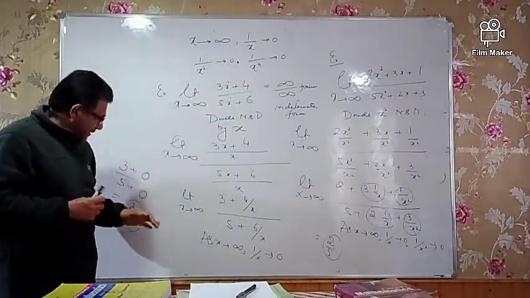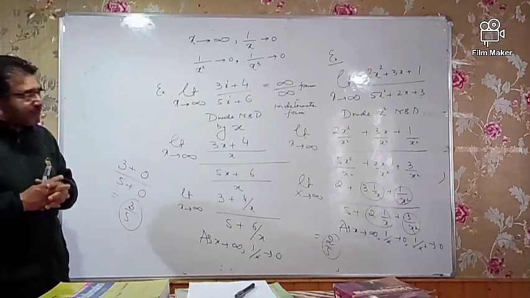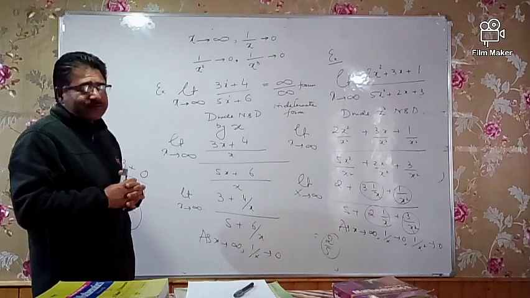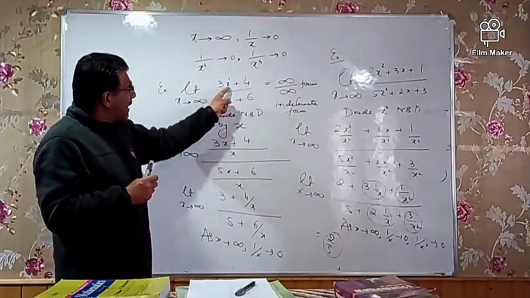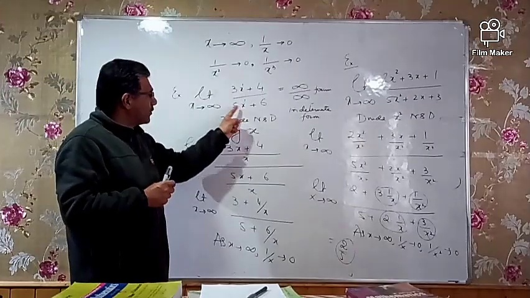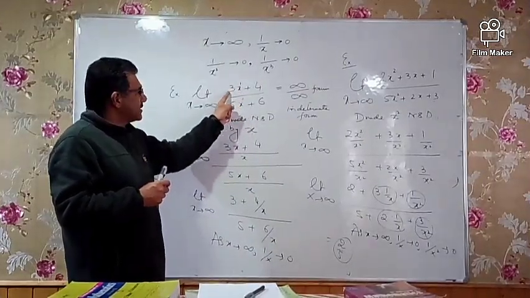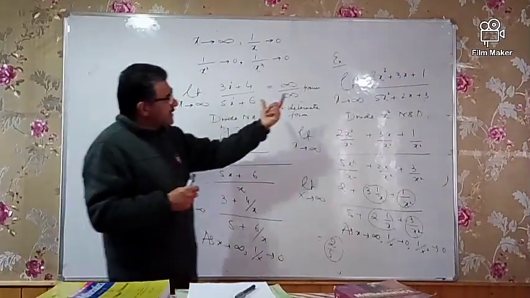And the limit of this function is 3 divided by 5. Now you must remember as a shortcut, when the degree of numerator and denominator is same, then the answer is the coefficient of the highest term divided by the coefficient of the highest term here. Here the highest term is x raised to power 1. So its coefficient is 3, its coefficient is 5. So 3 by 5 is the answer. Same is the case here.